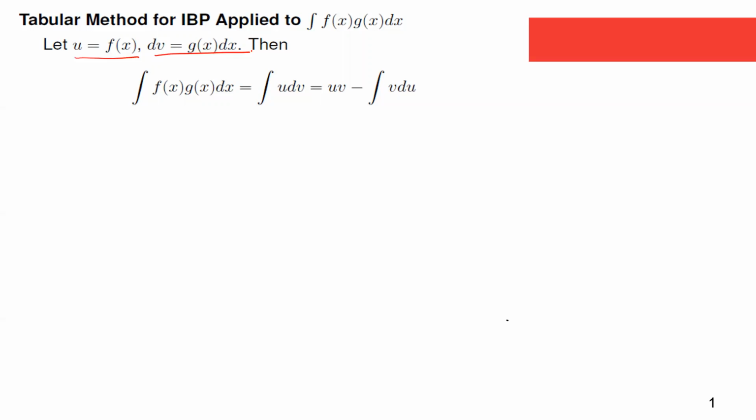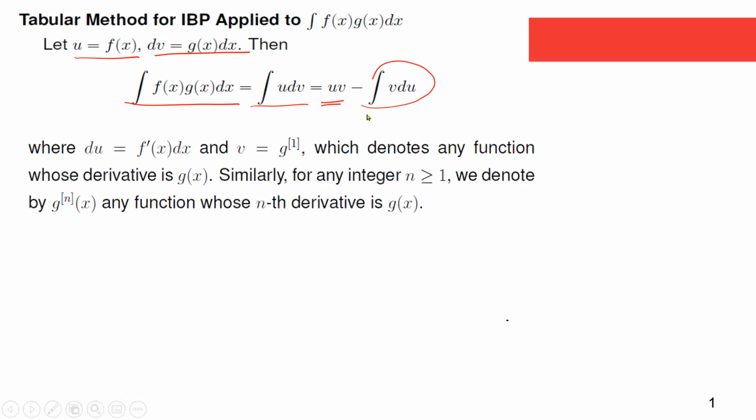Then the integration by parts formula says that the integral of u times dv equals u times v minus the integral of v du. Now we hope that the right-hand side integral is simpler than the original one. On the right-hand side, we have du, which is the derivative of f times dx, and v, which is defined by this equation, so v has to be an antiderivative of g.